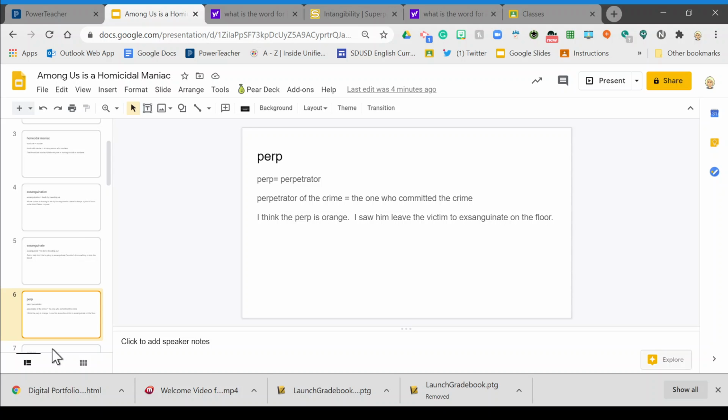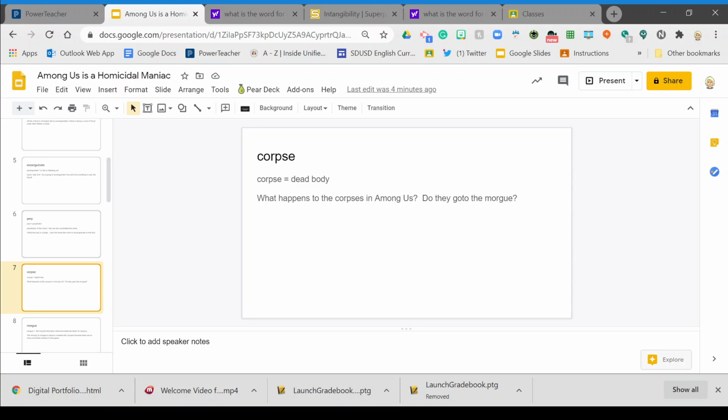Perp. Perp means perpetrator. Perpetrator of the crime means the one who committed the crime. Example: I think the perp is orange. I saw him leave the victim to exsanguinate on the floor.